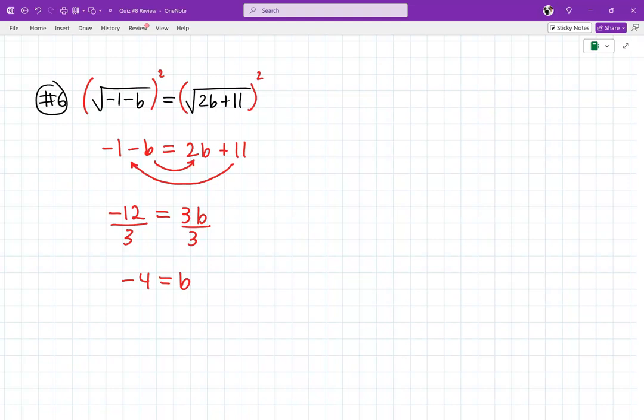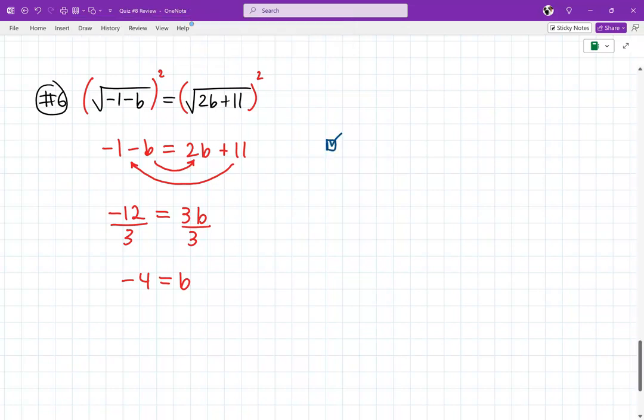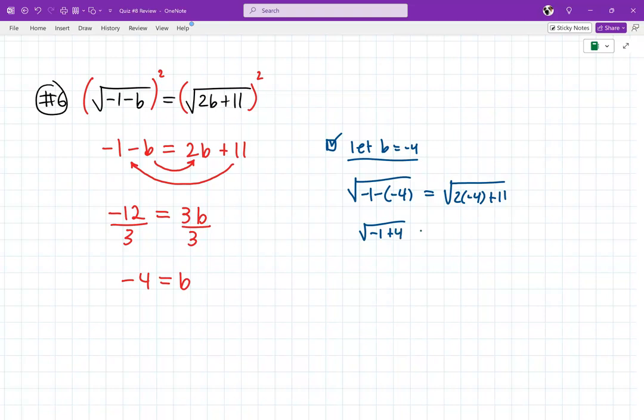Okay? Now, like I said, you probably don't have to check this. I'm just going to do it. You don't have to write it down if you don't want to, but I'm just going to check it. So we're going to let b equal negative 4. So just so you can see, it's going to work out: negative 1 minus a negative 4 equals 2 times negative 4 plus 11. That's the square root of negative 1 plus 4 equal to negative 8 plus 11. So radical 3 is radical 3. Well, that makes sense. Same number, right?